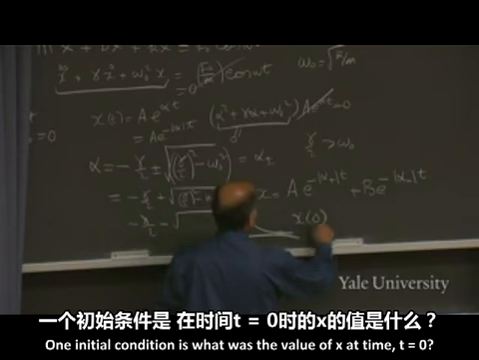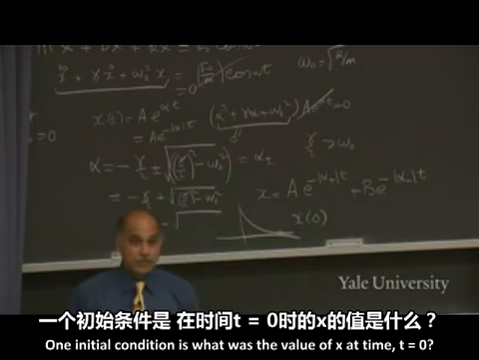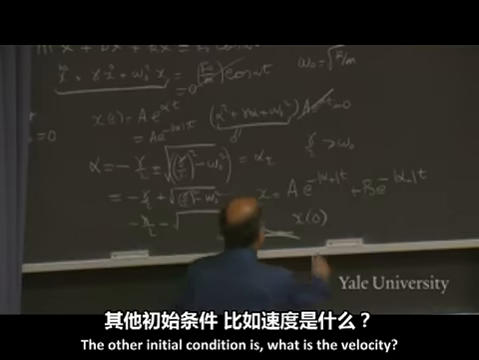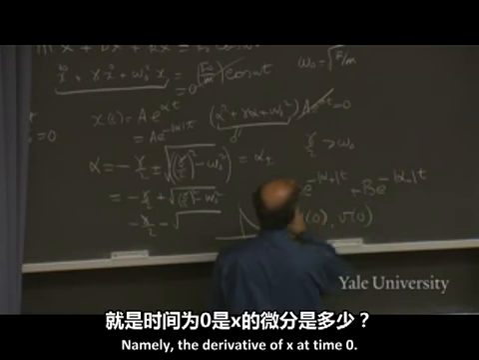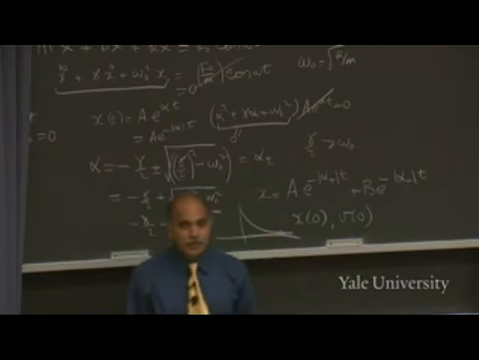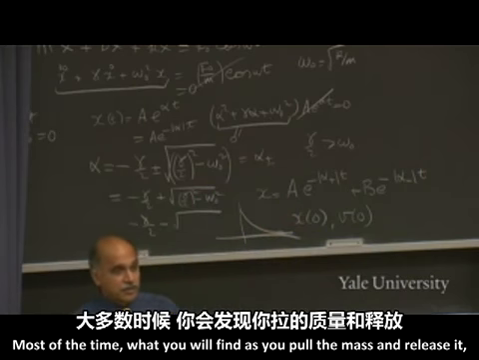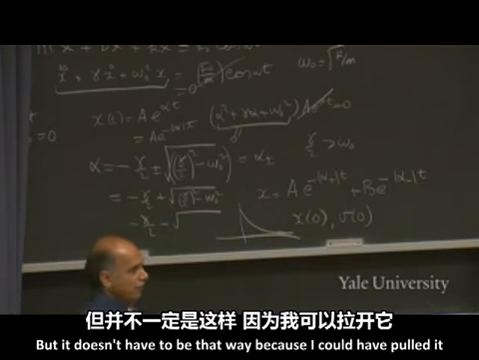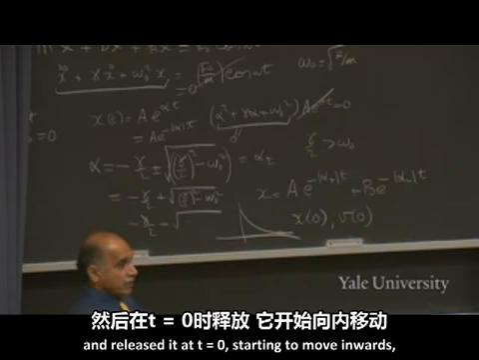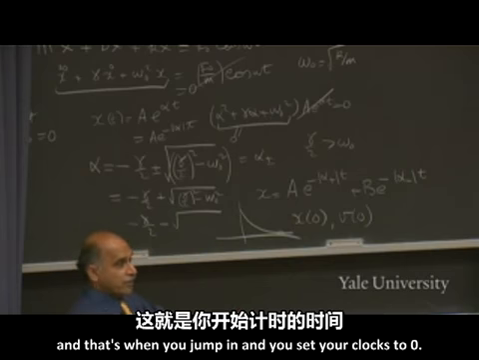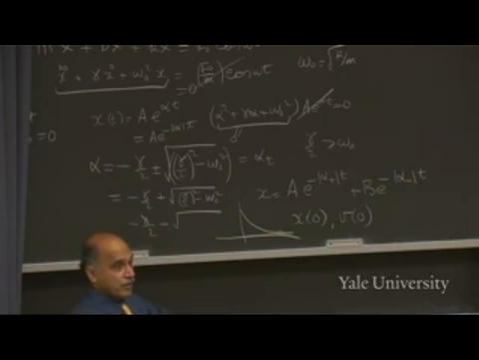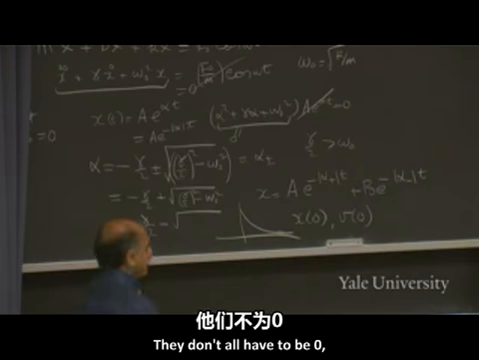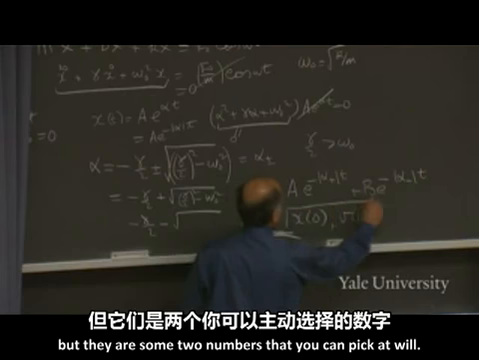One initial condition is, what was the value of x at time t equal to 0? That's asking how much you pulled it when you let it go. The other initial condition is, what is the velocity, namely the derivative of x at time 0? Most of the time you pull the mass and release it, so it has a non-zero x and zero velocity. But it doesn't have to be that way, because I could have pulled it and released it, and at t equal to 0 it's starting to move inwards, and that's when you jump in and set your clocks to 0. Well, at that instant, x has a value and the velocity also has a non-zero value. They don't all have to be 0, but there are two numbers you can pick at will.